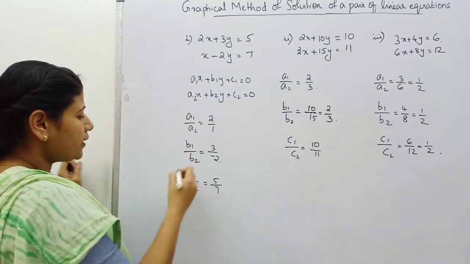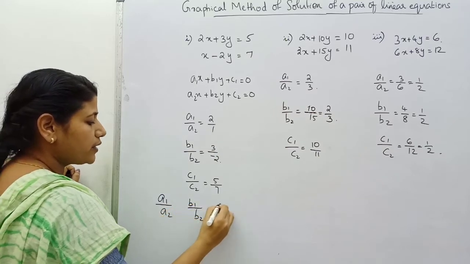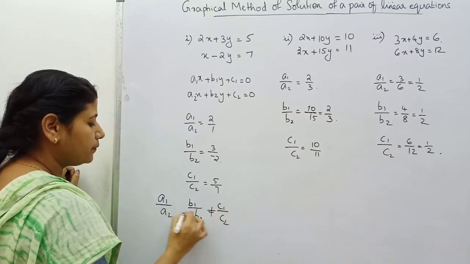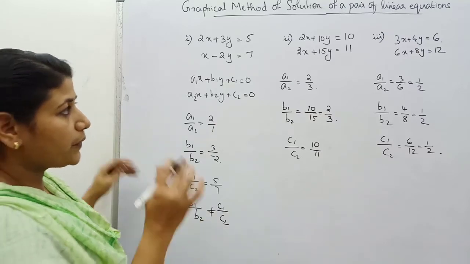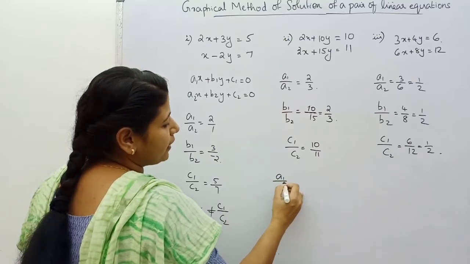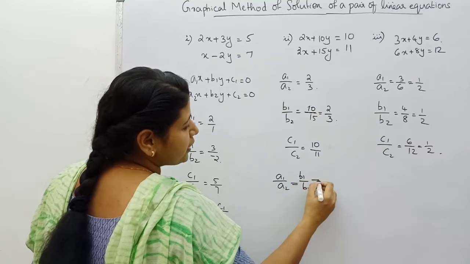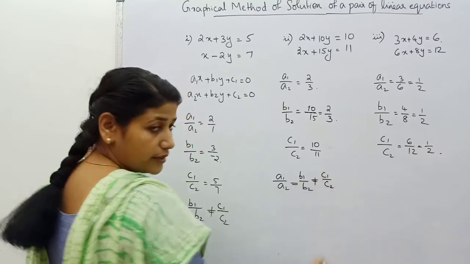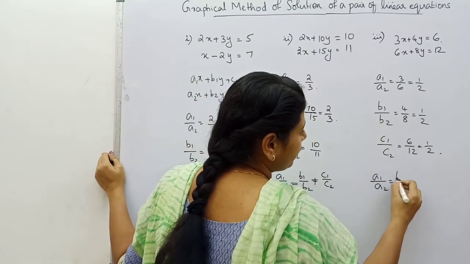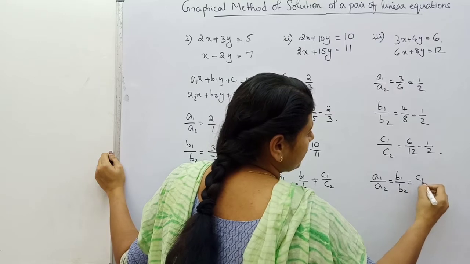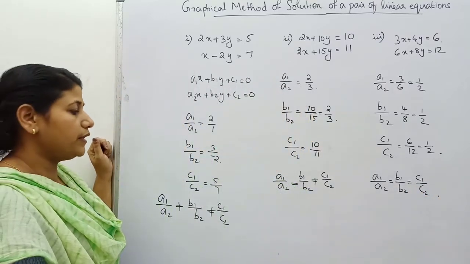So in the first case, a1 by a2, b1 by b2, c1 by c2 are not equal. These three ratios are not equal. But in the second case, a1 by a2 and b1 by b2 are both equal, but not equal to c1 by c2. The last case we can state like this: a1 by a2 equal to b1 by b2 equal to c1 by c2. So these three conditions are very important in a pair of linear equations.